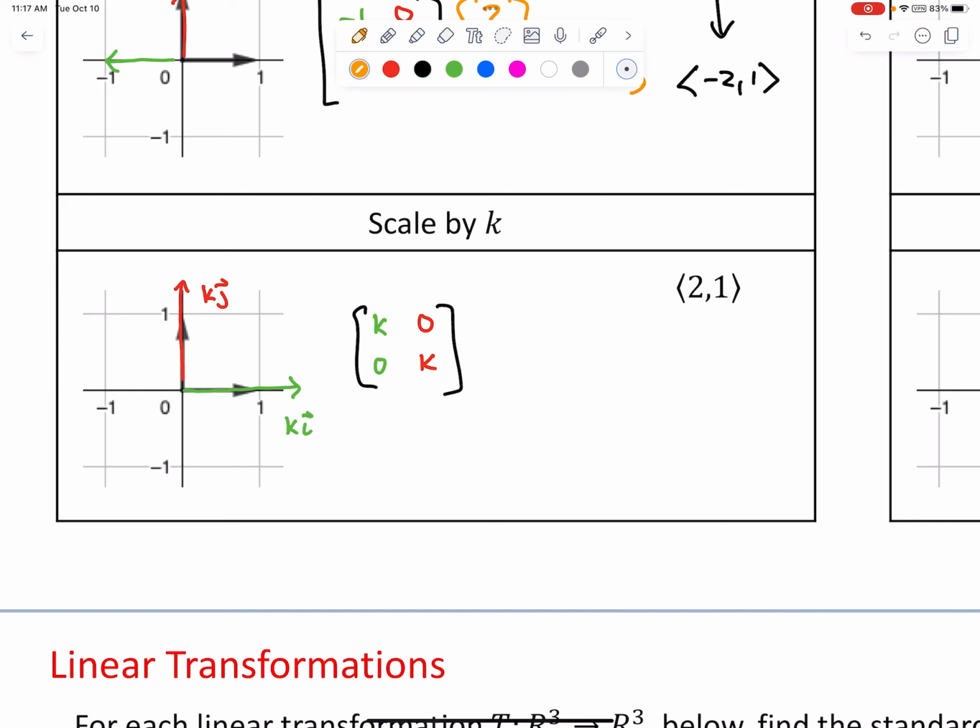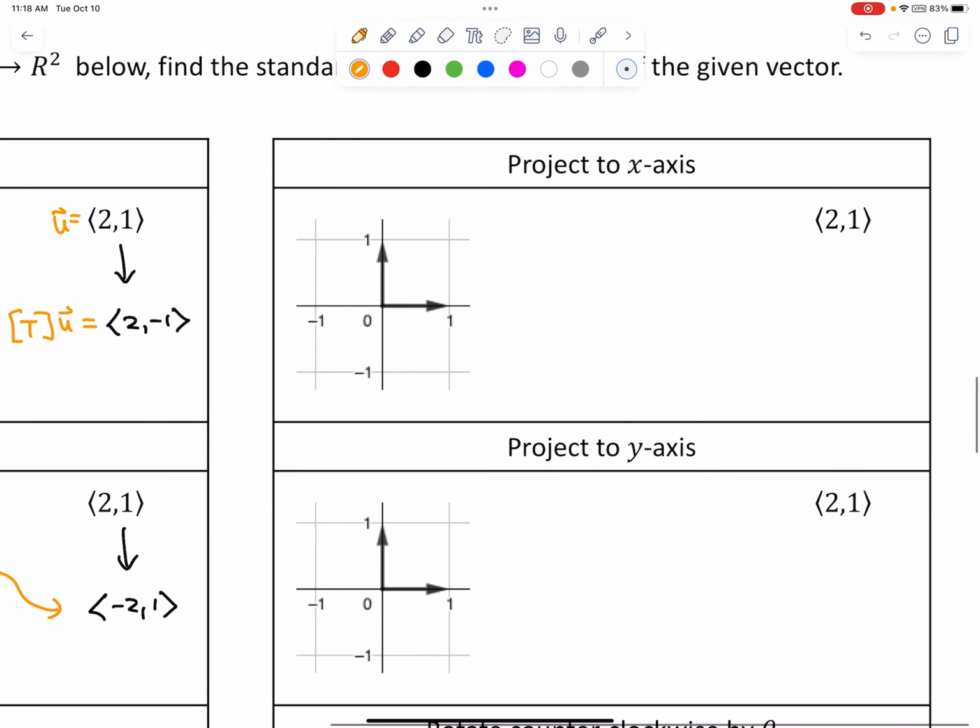So if you take this matrix and multiply it by any vector, including the vector 2, 1, it will yield the vector 2k, k, which is the same thing you would get if you simply did k times the vector. So we're seeing scaling by k can be done by multiplying by a scalar k or by multiplying by an appropriate transformation matrix, which is basically k times the identity, with k on the main diagonal, zeros everywhere else. Okay, project to the x-axis.